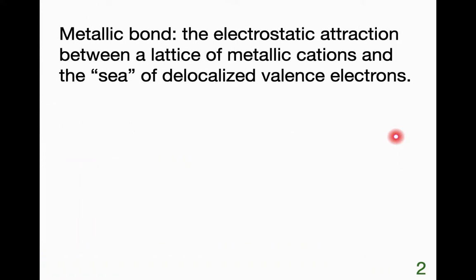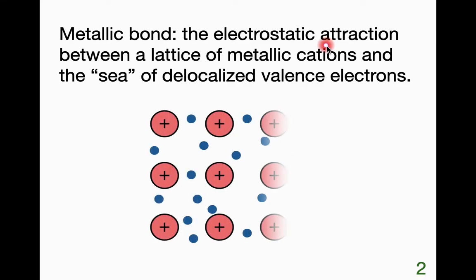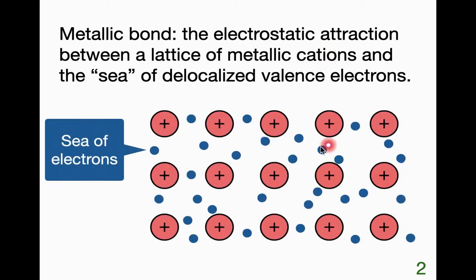So specifically, a metallic bond is the electrostatic attraction between a lattice of metallic cations and the sea of delocalized electrons. Remember, electrostatic refers to positive and negative charges. Opposite charges attract one another. So this would be a nice little diagram. You have the sea of electrons, the little blue dots here, immersed within the metallic cation crystal lattice.